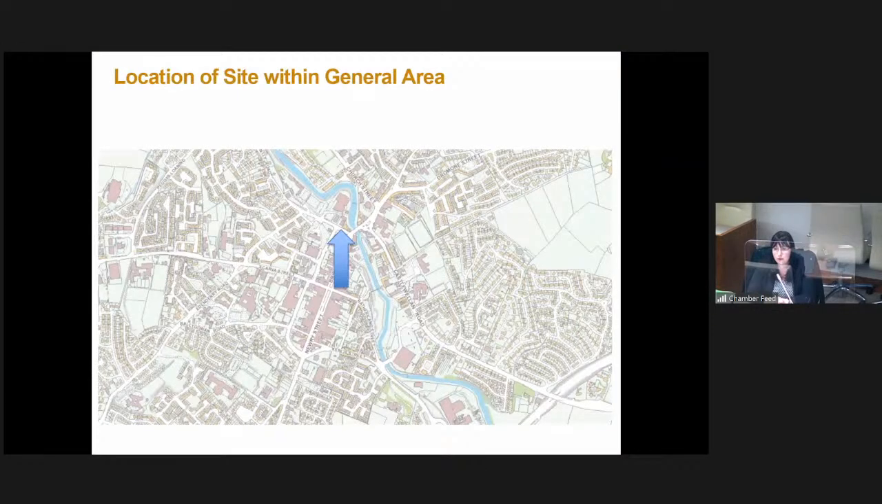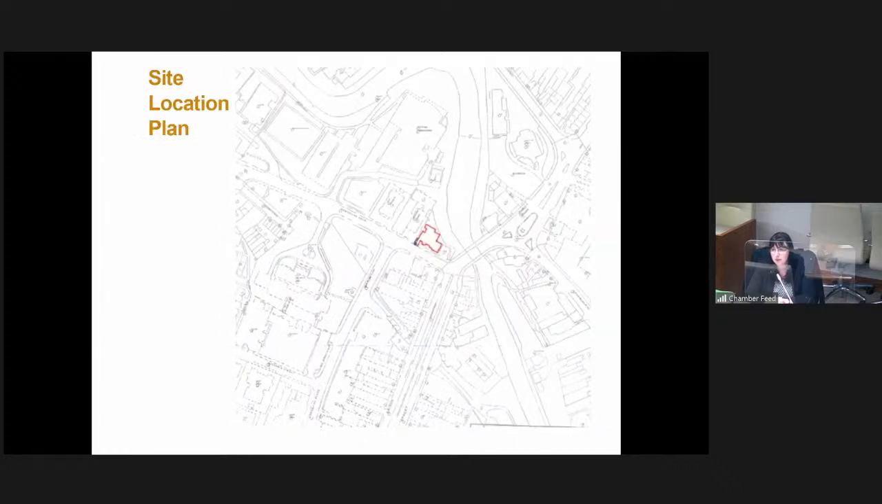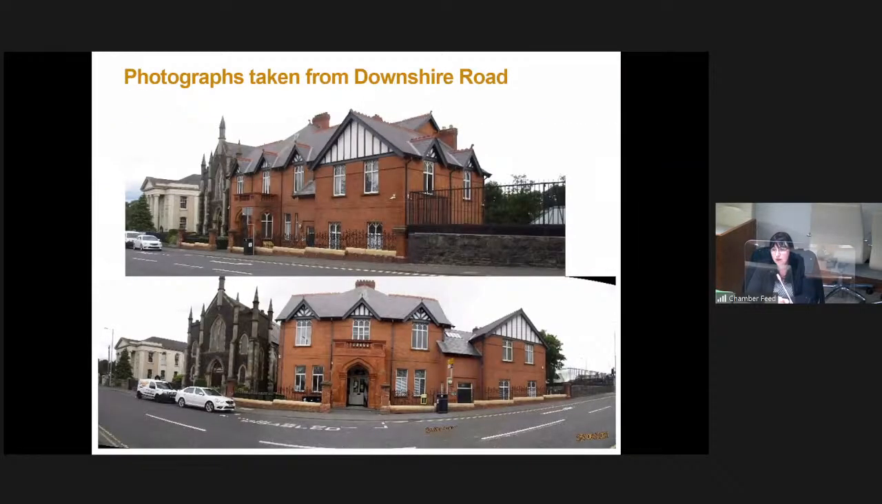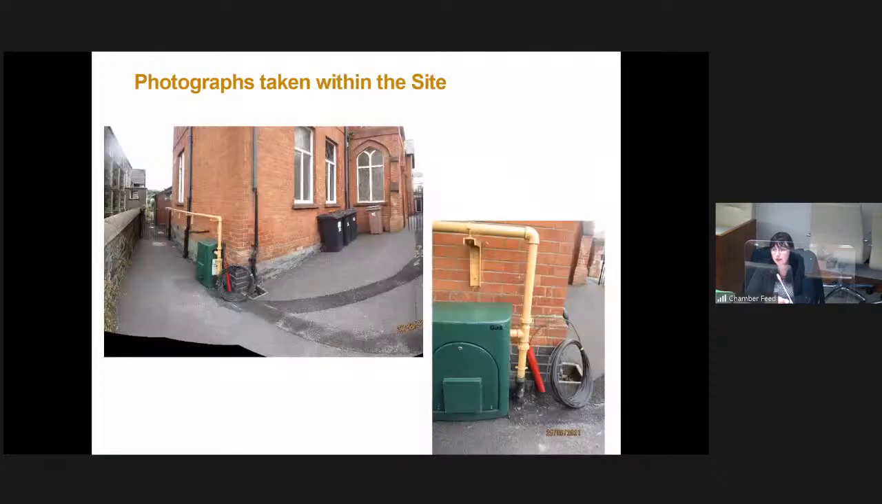So our first one then is the Old Tech. I'm sure you are all familiar with this location, given it's close to our normal home for the committee. So it's just opposite the Banbridge Civic Centre. Next slide, please. So that's our site location plan. That's the aerial photograph of the site. And the next slide. So that's photographs both taken from Downshire Road. Next slide, please. So these photographs are taken within the site.